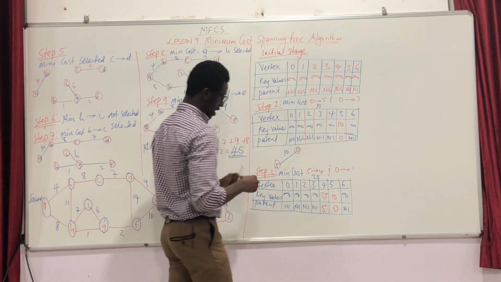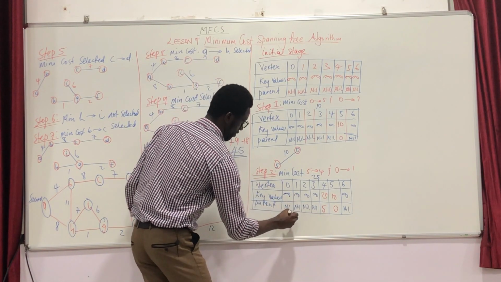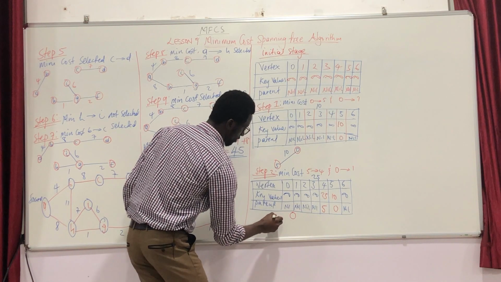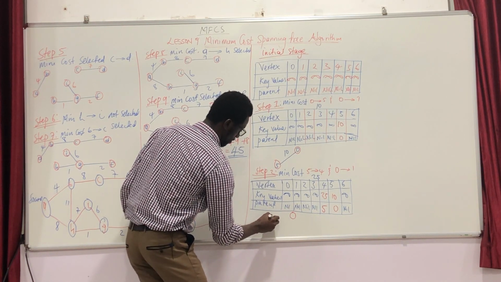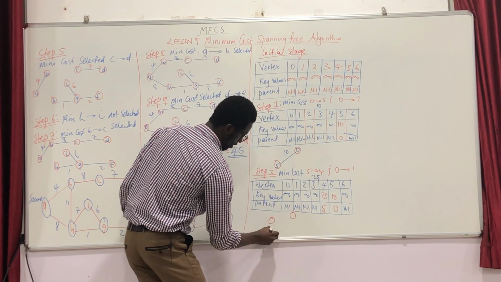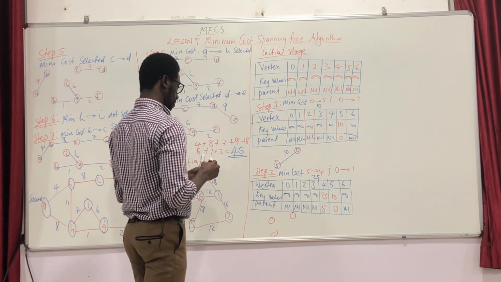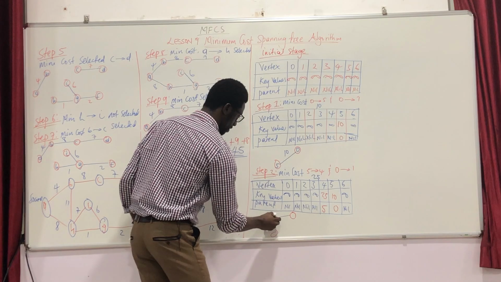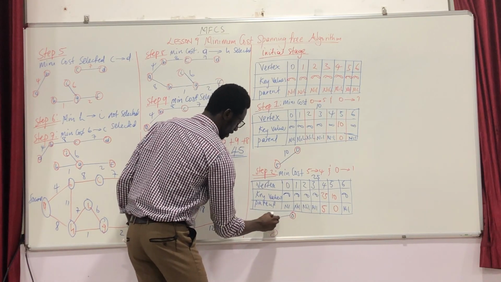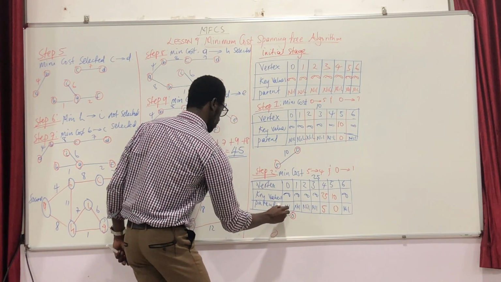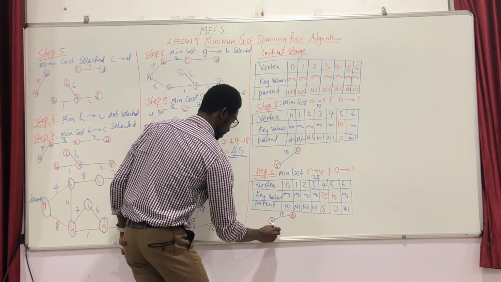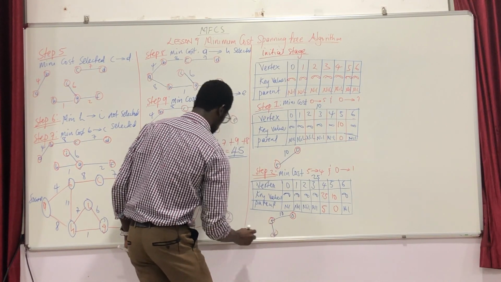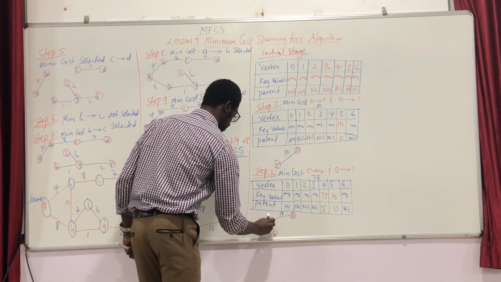Now we'll do our diagram here. You just use this small space to illustrate. And here is your 4. So we'll come from here, 0 to 5, which is 10. And here is 4, 5 to 4, which is 25.